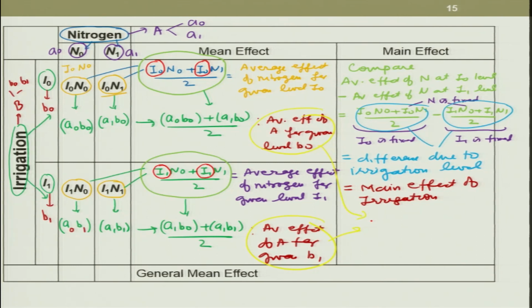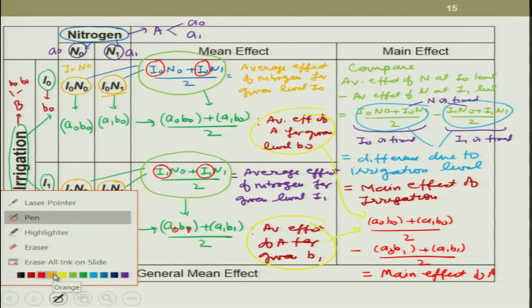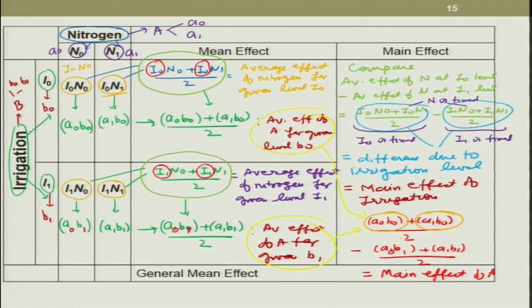How? I do the same thing. I write A0 B0 plus A1 B0 divided by 2 minus, sorry, A0 B1, this would be A0 B1, please make a correction over here, A0 B1 plus A1 B1 divided by 2, and this is going to give us the main effect of A. So, what you can see from this expression is that you have only the 4 observations, 1, 2, 3 and 4, and if you combine them in this particular way, you are going to get the main effect of A.